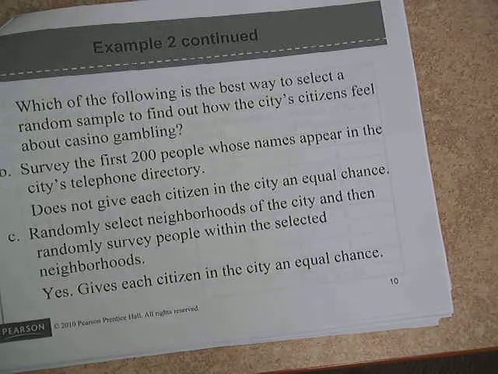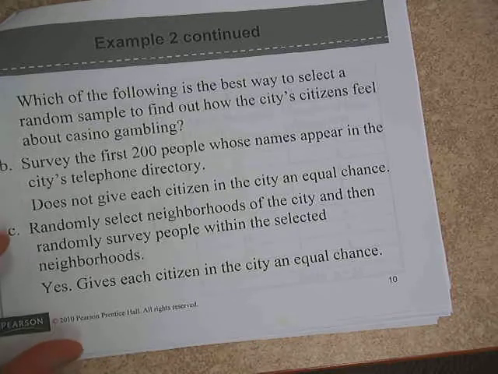Part B, survey the first 200 people whose names appear in the city's telephone directory, does not give each citizen in the city an equal chance, because we're again just picking the first 200 people.